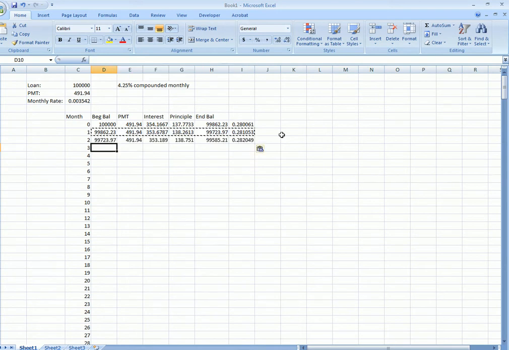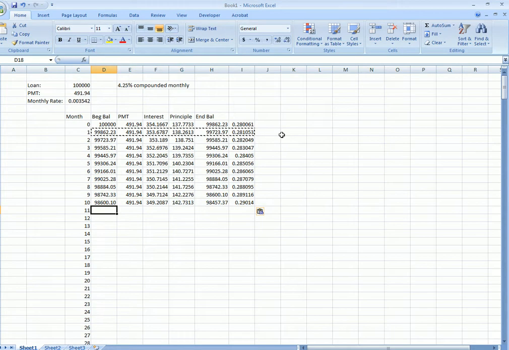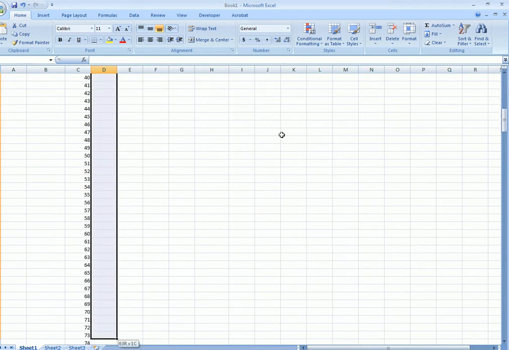Well, you don't want to do this over and over again. So now notice I could just highlight the entire row, copy and paste it all the way down. Well, I don't want to do this 360 some odd times, so all I'm going to do is scroll down to the very bottom.